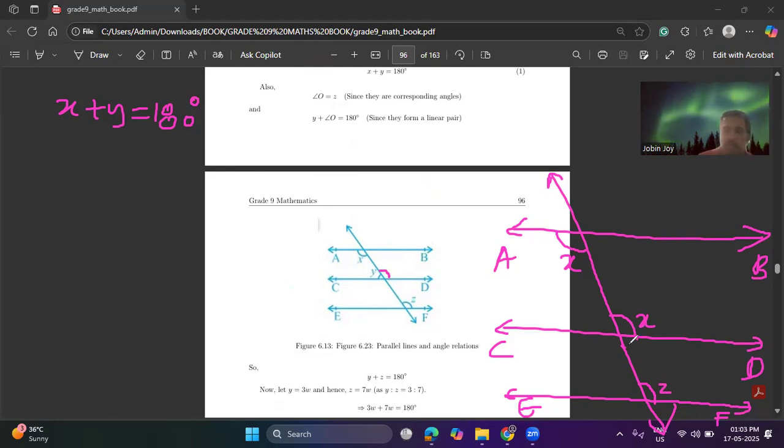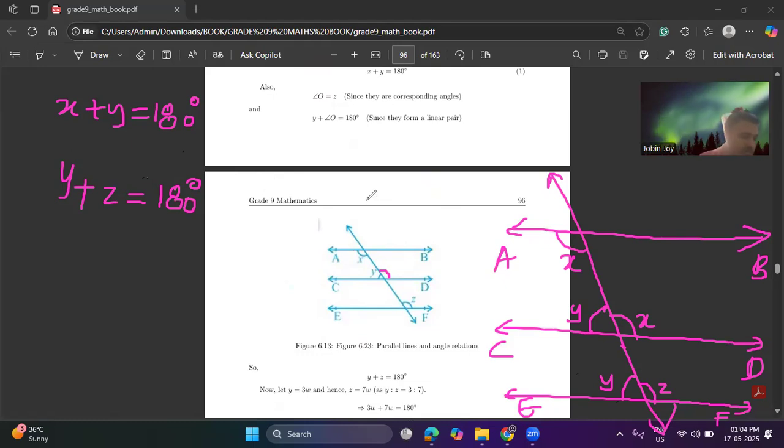Okay, so this is equal to Y, right? It is given. So I can write X plus Y is equal to 180 degrees. Okay, X plus Y is equal to 180 degrees. So this will also be Y, right? This is Y, which means this is also Y. So I can write Y plus Z is equal to 180 degrees.